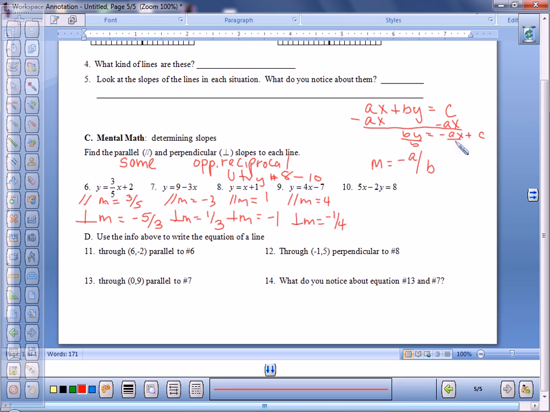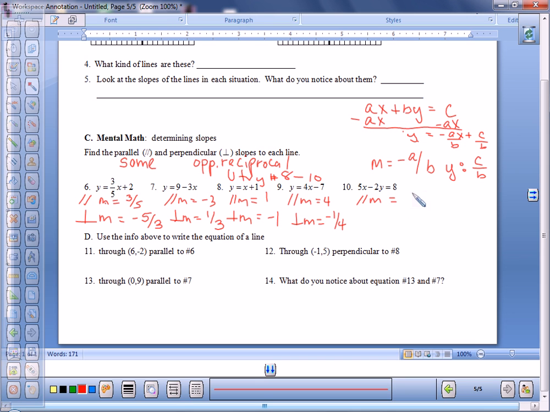That is why when it's in standard form, your slope is -a over b, and your y-intercept is c over b. That's why. Okay, so the slope of this one, a parallel line would have the same slope, so that would be -a over b, which would be +5/2. Right?